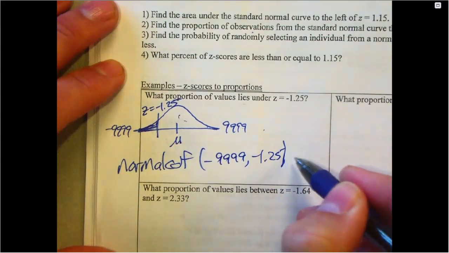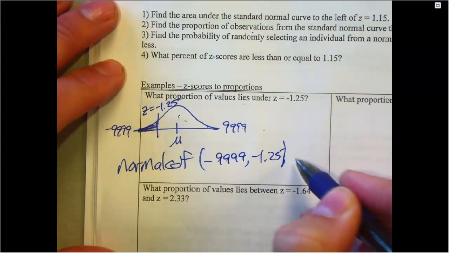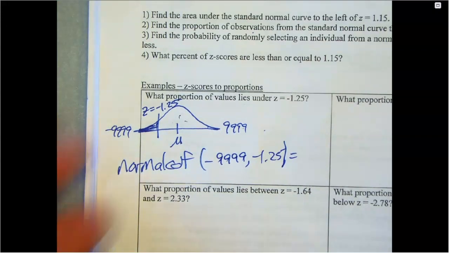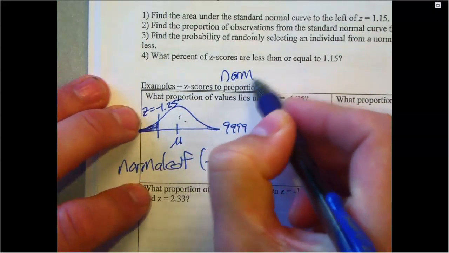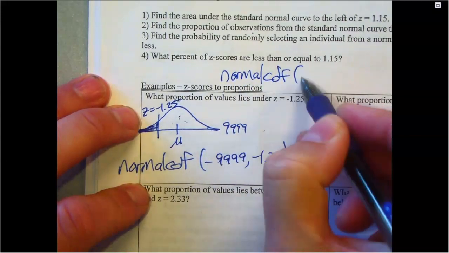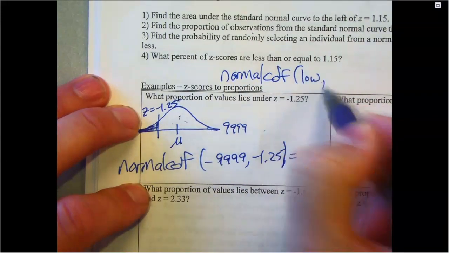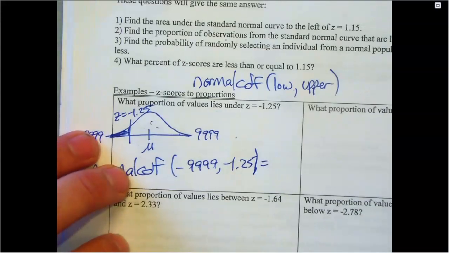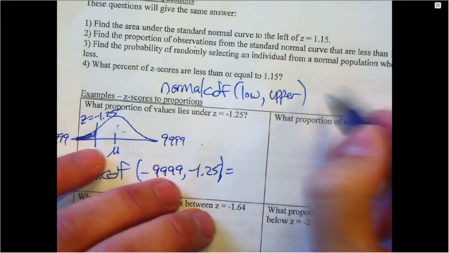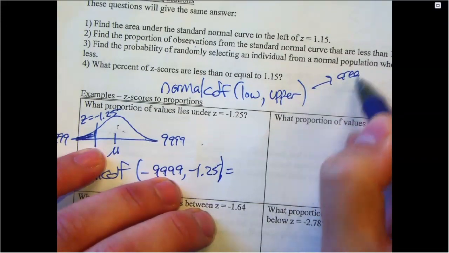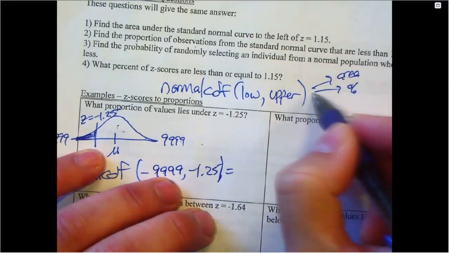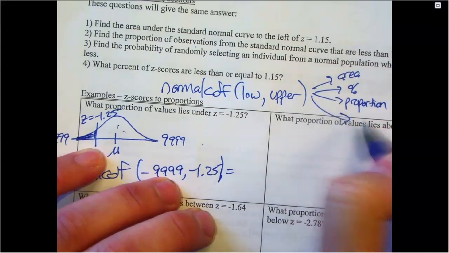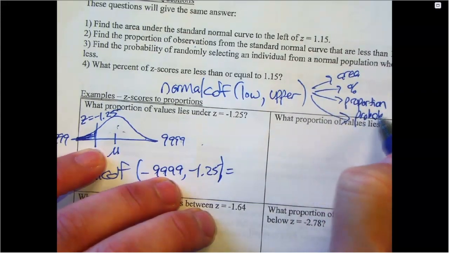So that is saying normal CDF, lower or left-hand bound, comma, upper. That's what we're doing. And this is used to find area, percents, proportion, probability. Those are all the same idea.